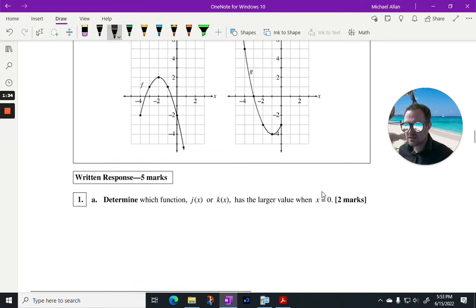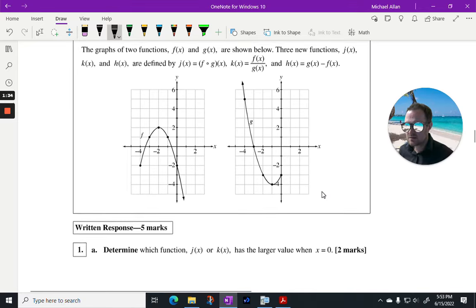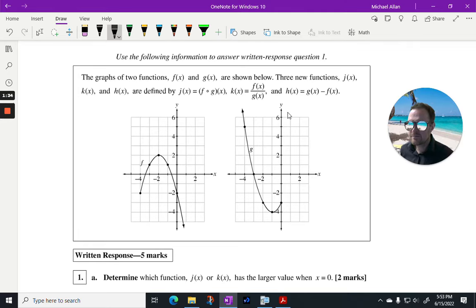Determine which function has a larger value. X is equal to 0. Oh yeah, this is okay. This one just asks us to show most of the work, so I'm actually going to do this one. I'm going to go through my steps of what I would do to solve this.